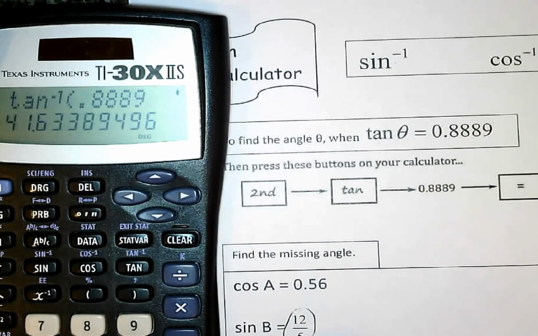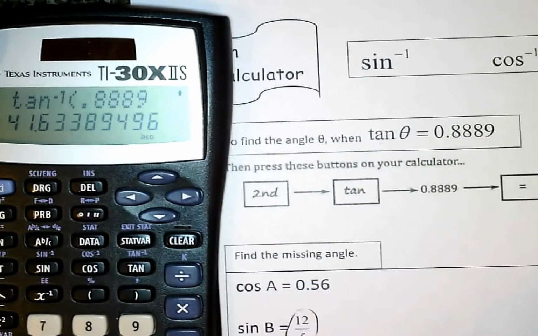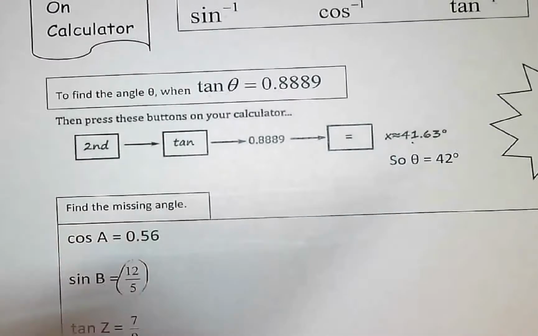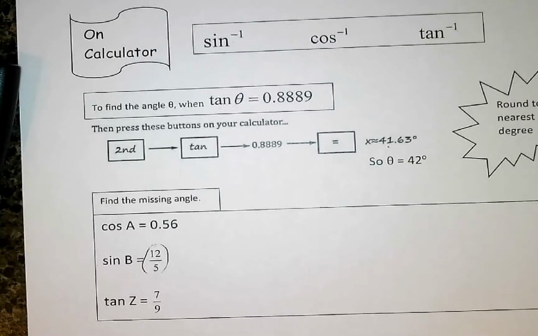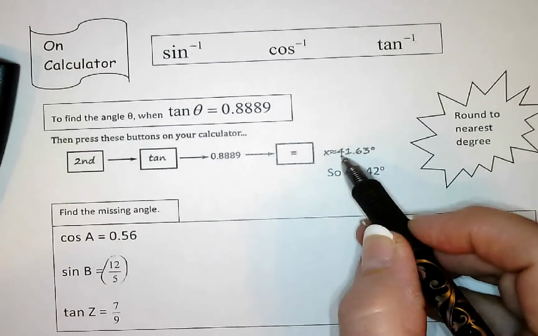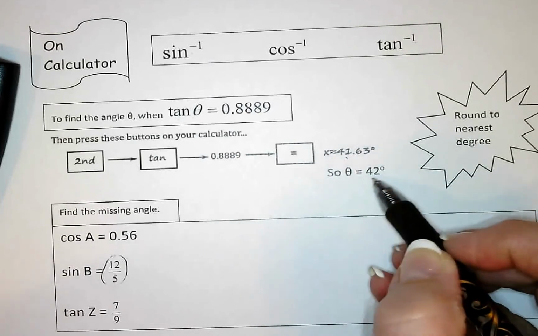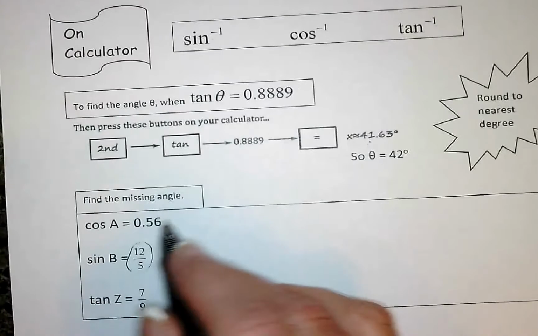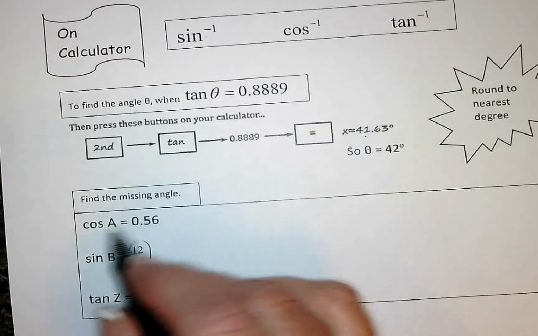And you can see you get this big old long thing. That's an angle in degrees. But we want to round to the nearest degree. See this big star over here? 41.63 would round off to 42 degrees. Done.